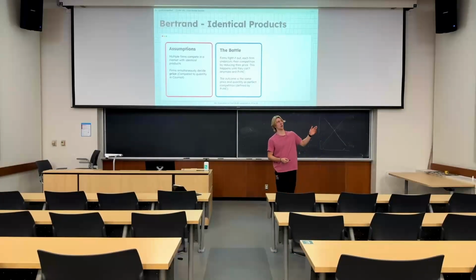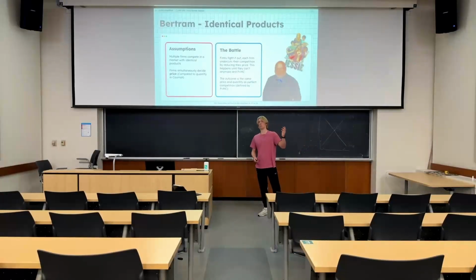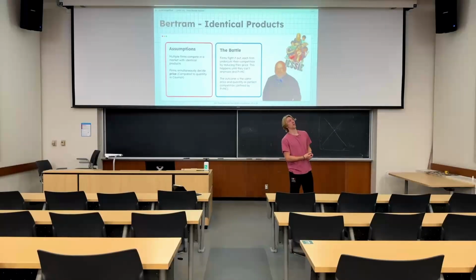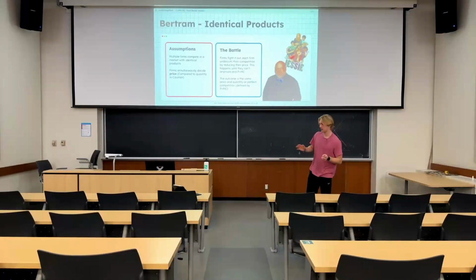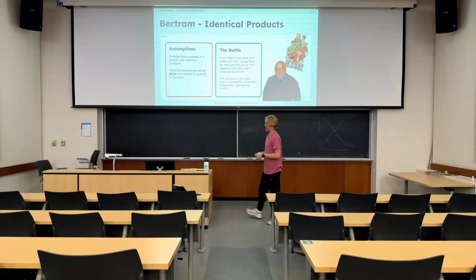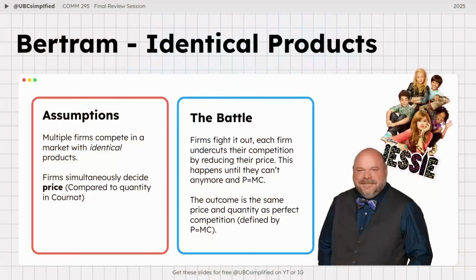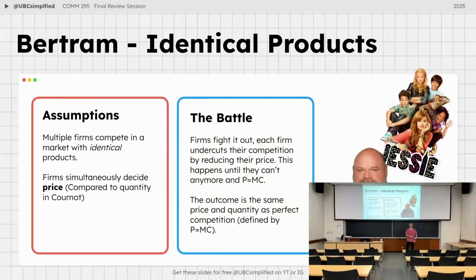This is what we call Bertrand, or what I like to call Bertrand from Hey Jesse. For the Bertrand identical product market, we now have identical products, but we set prices simultaneously as opposed to quantities. It's super easy to change our price. We're just like, oh, this is $5, boom, quickly change it to $4, $3, whatever we want. It's super easy, and our quantity doesn't have to be determined beforehand.